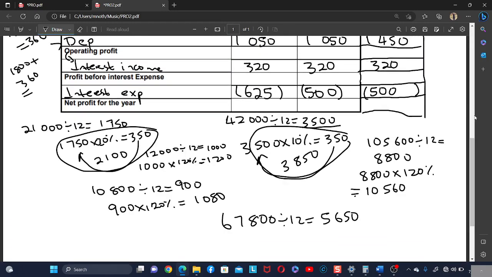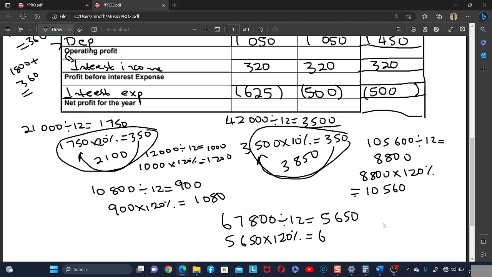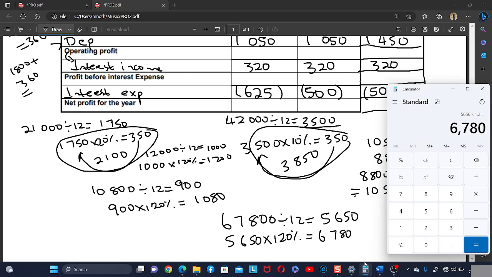And then they're expected to increase in September by 20%. So times 120%, it is going to be 6,780.